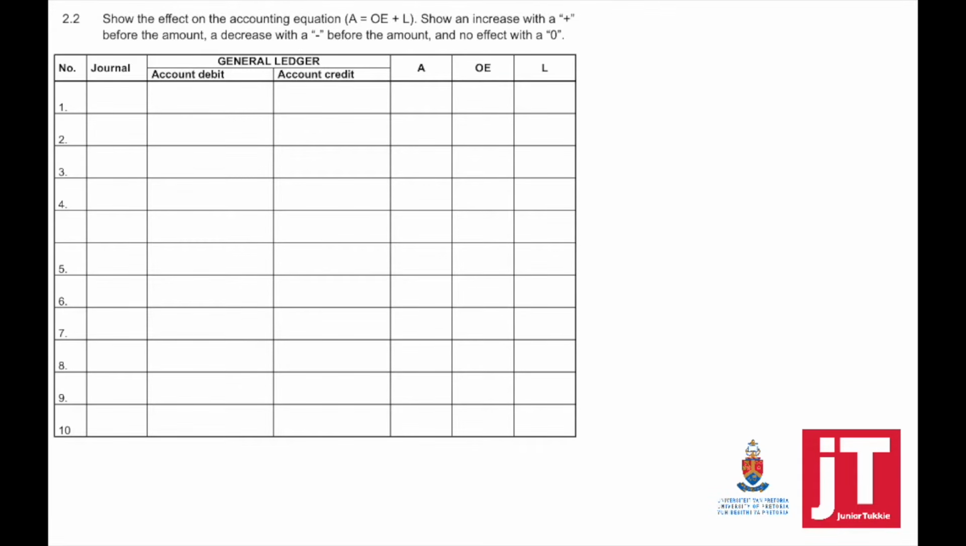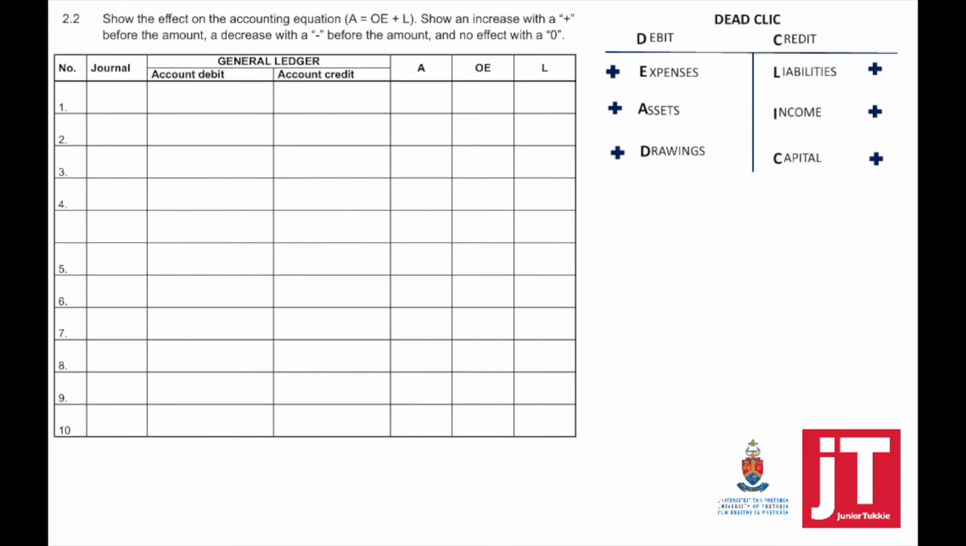Question 2.2, show the effect on the accounting equation. So if we now look at the transactions, remember the business has a favorable bank balance. Before we look at the transactions, remember DEAD CLIC. This is a tool that you can use if you're not 100% sure what effect it will have on the accounting equation. The first transaction, purchased trading stock and paid $42,000 by EFT.